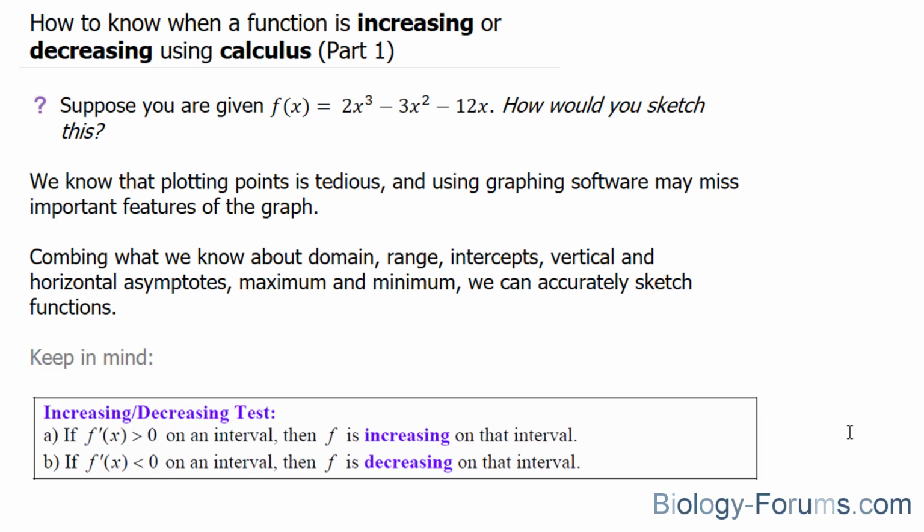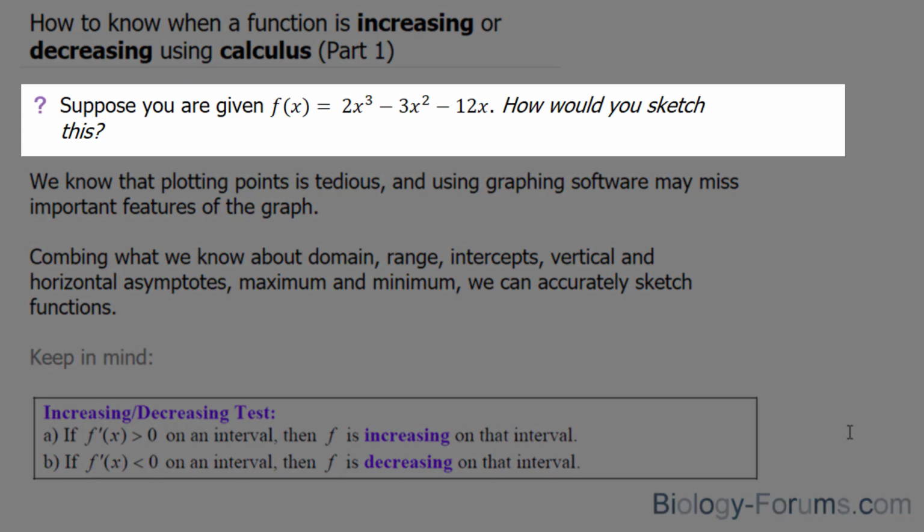In this video, I'll show you how to know when a function is increasing or decreasing using calculus. This is part 1 of the series. So suppose you are given f of x is equal to 2 times x to the power of 3 minus 3 times x to the power of 2 minus 12x. How would you sketch this?